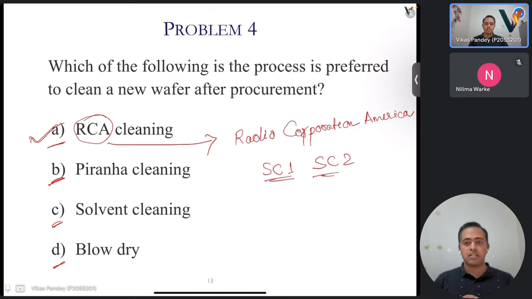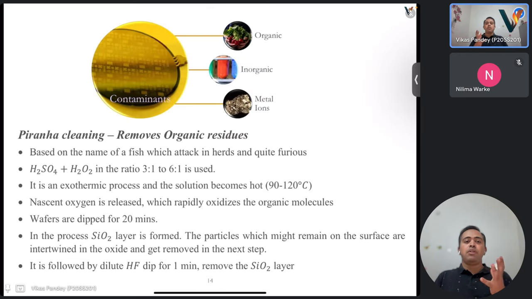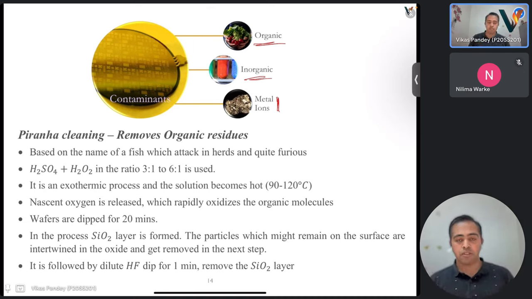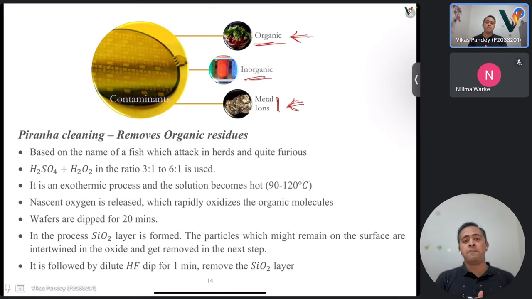Before going to the perfect answer, let's discuss what the different cleaning processes are and when they are used. When we talk about the contaminants on wafers, there are actually three types of contaminants on a wafer. One is organic, the other one is inorganic, and the third one can be metal ions. The most problematic ones are these metal ions, and the second most problematic ones are organic. Why? Organics are very abundant because even a small mishandling will result in organic contamination, like your fingerprint or any other exposure to human contact. And metal ions are the ones that might be present in the wafer.